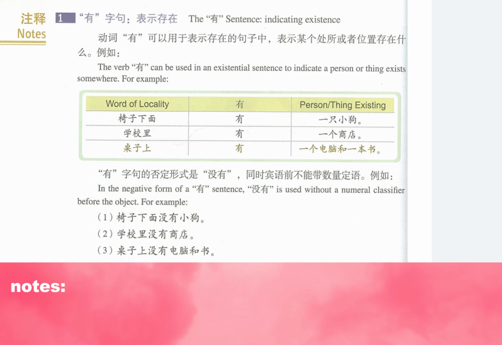Sentence number 2. 学校里没有商店。There's no shop in the school. 桌子上没有电脑和书。There's no computer or book on the table.